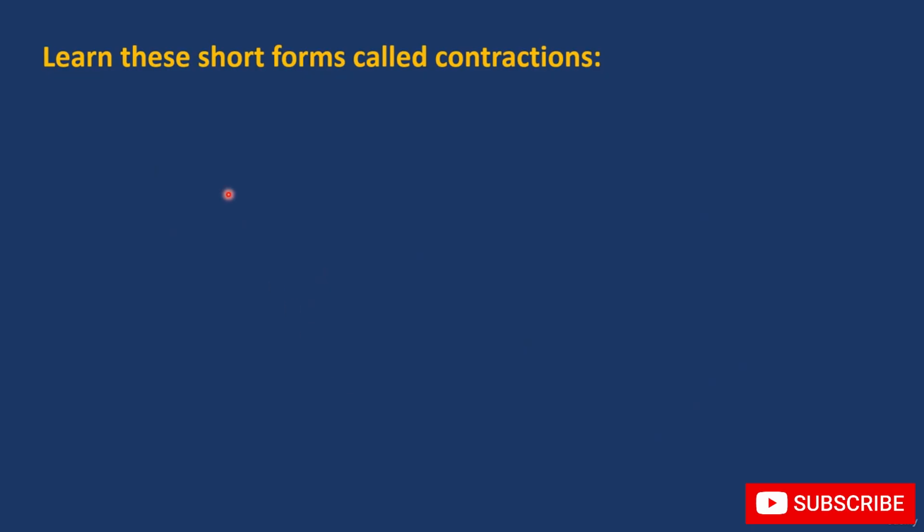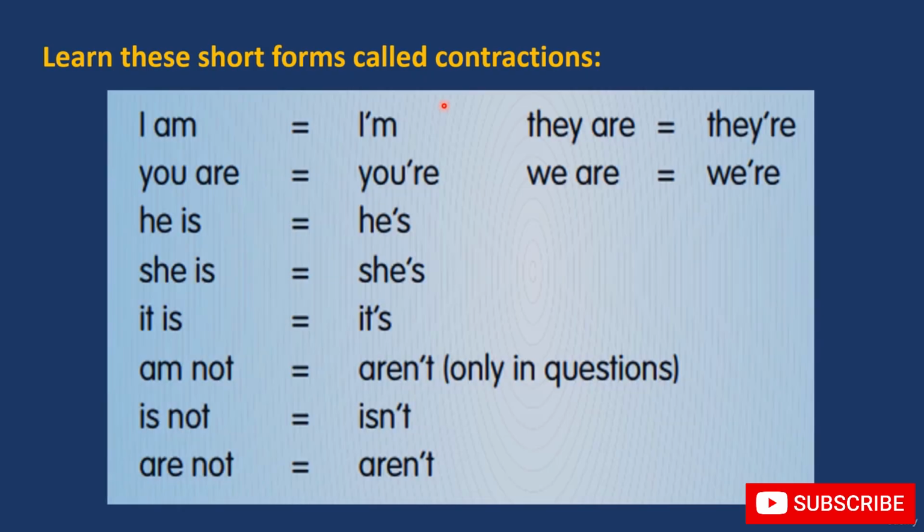We need to learn these short forms, which are called contractions. Contractions means it is not the full form. I can say I am or I'm. You are, you're. He is, he's. She is, she's. It is, it's. I am, aren't, but only in questions. Take care. I can use the word aren't instead of I am not, but only in questions. Is not, isn't, and are not, aren't, as we said before.